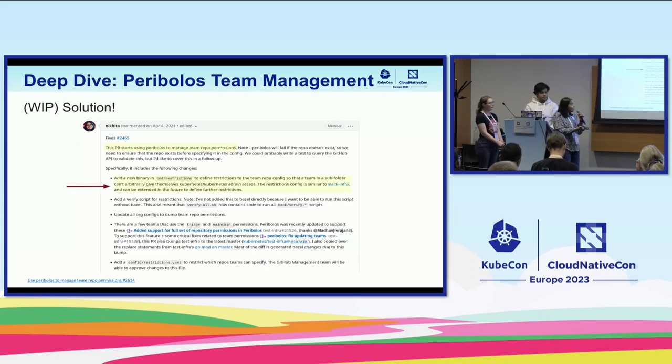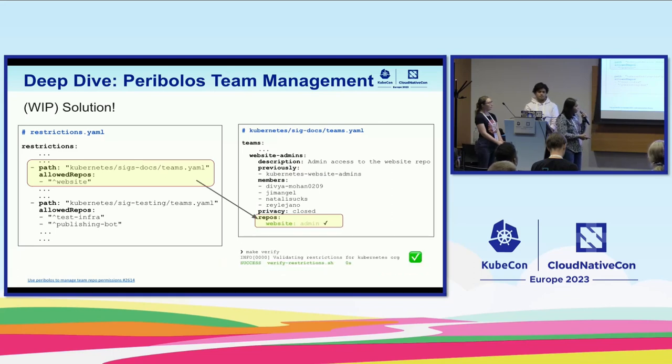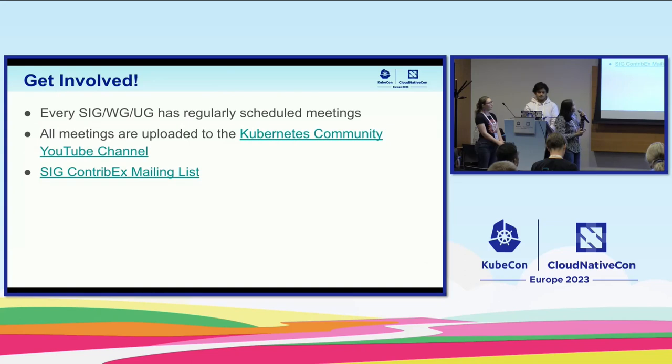This PR also adds a binary called restrictions that will give us this restriction model. So this is a restriction file we are calling Kubernetes SIGs doc teams.yaml, which can only specify permissions for website and not for test infra, because that's not defined here.